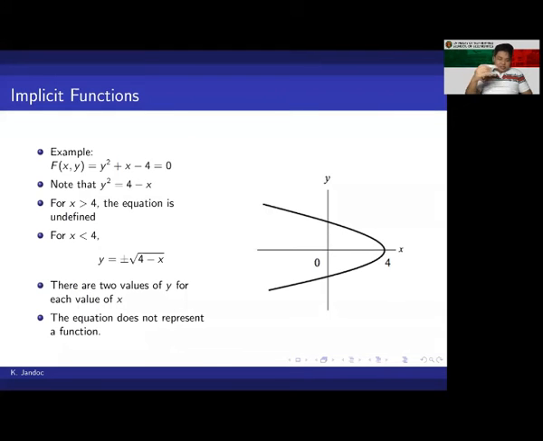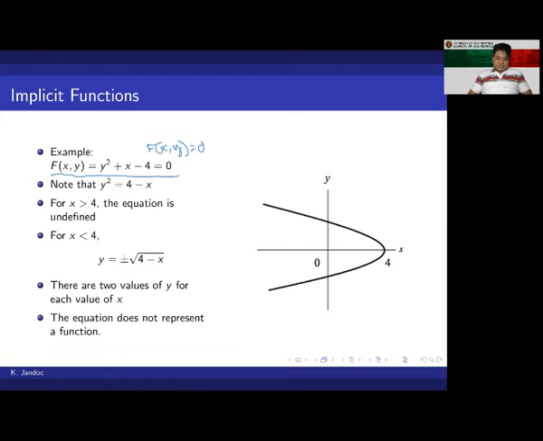So for instance, we have this equation over here, f of x, y is equal to y squared plus x minus 4 equals 0. So this is an implicit function of this form. Okay, so if we move things around, we put 4 and x to the right hand side, we have y squared equals 4 minus x.